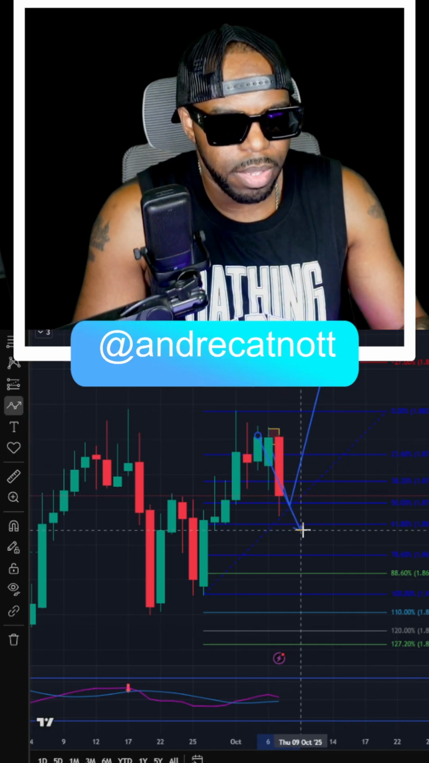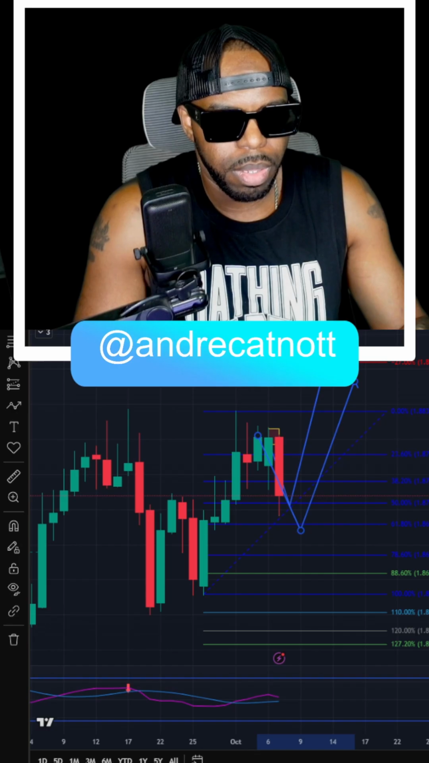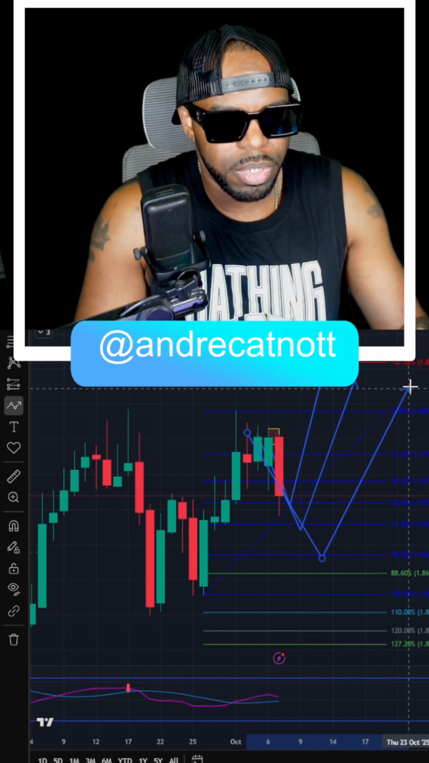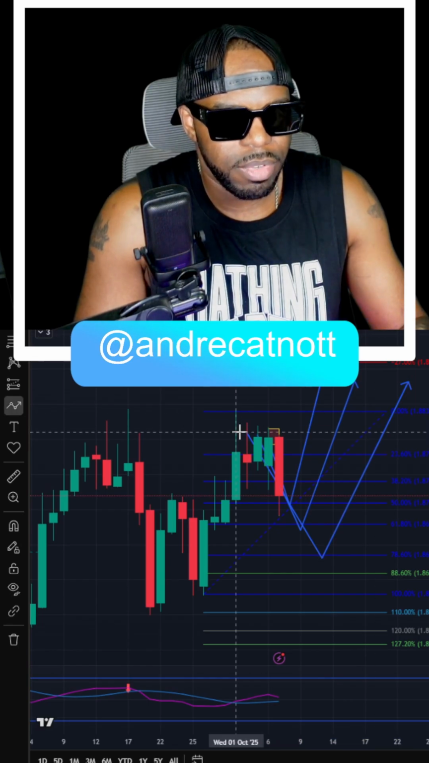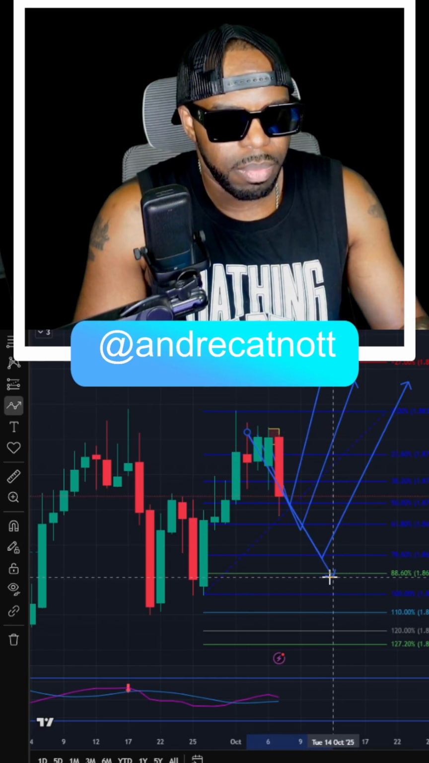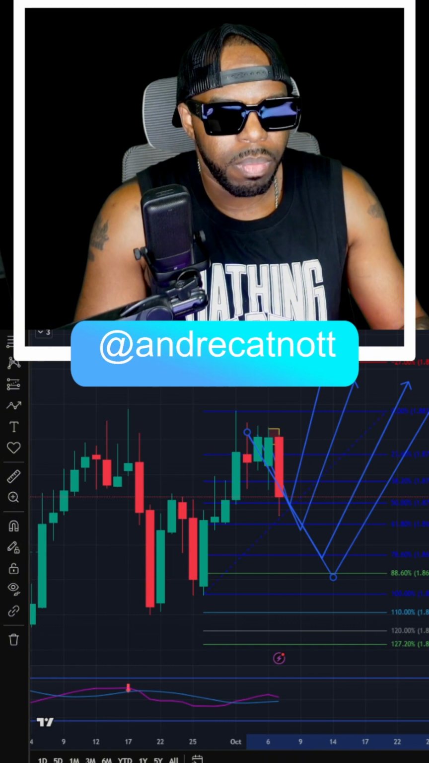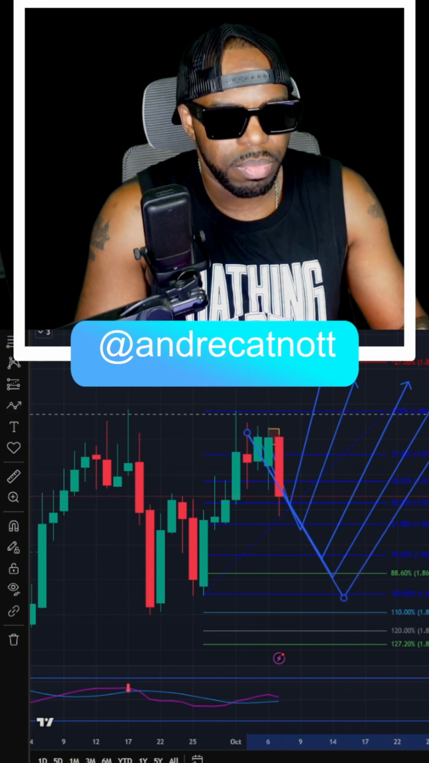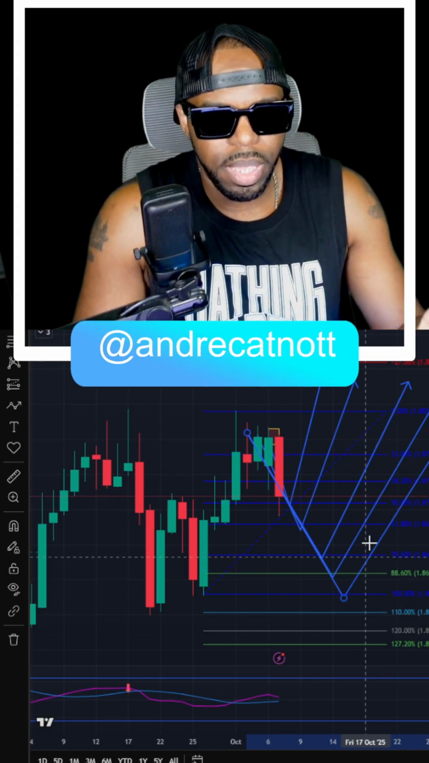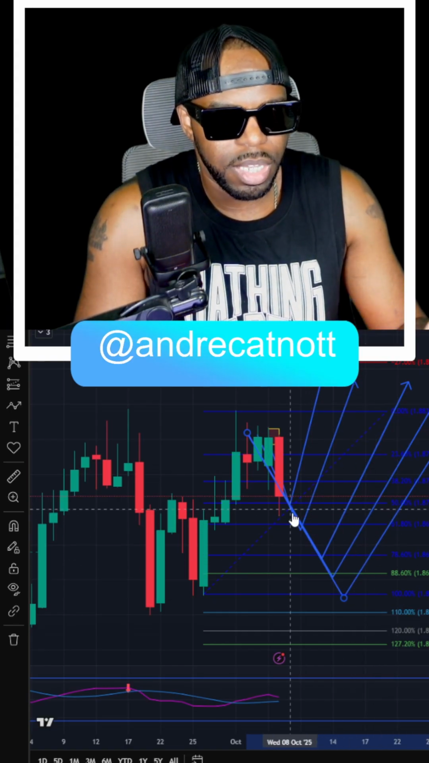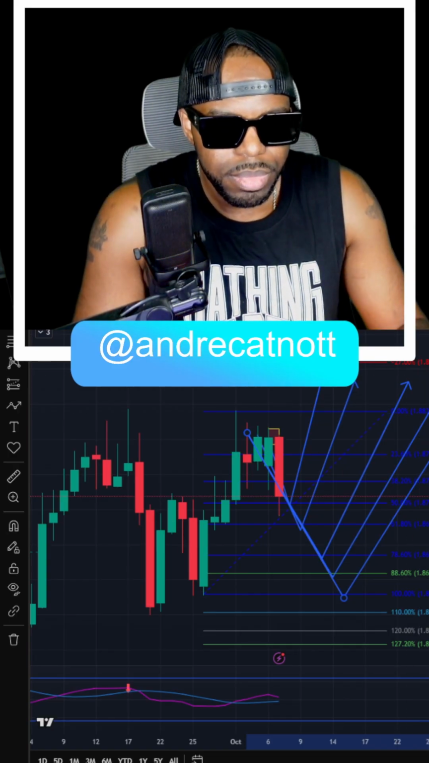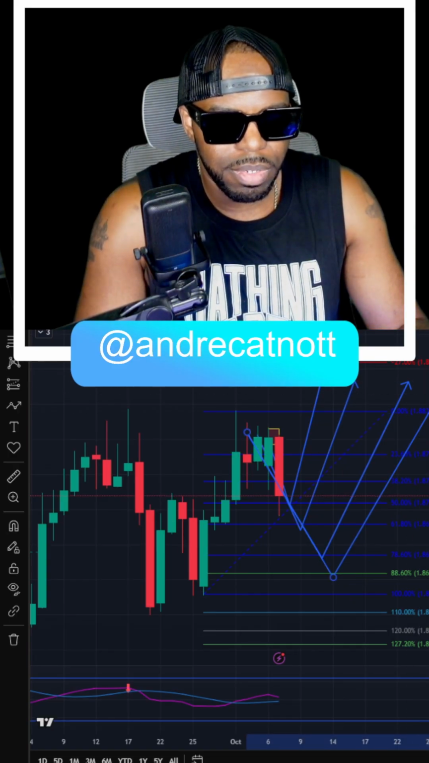Okay, price can come down here, either here to the 78.6, and then the last level that I look for is the 88.6. Now, price can also come down to the 100% and then start retracing. But these are price reversal areas that I look for. I look to take trades off of these areas based on the higher time frame. Okay, but let me take these off the charts real quick.